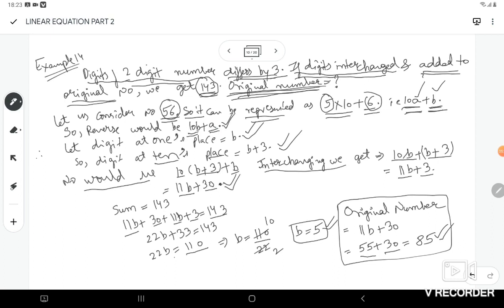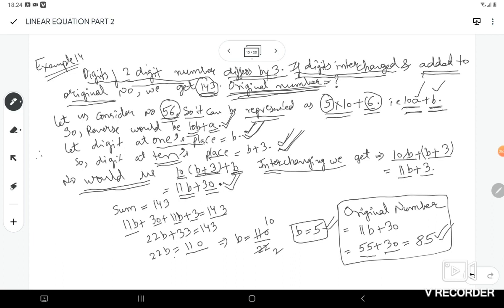Now coming to the question. So let the digit at ones place be equal to B. Now the question says the digits of a two-digit number differ by 3. So the digit at tens place would be equal to B plus 3. Now the original number would be like 10A plus B. So it would be 10 times the number at tens place, that is B plus 3, plus B, the number at units place, which gives us 11B plus 30.